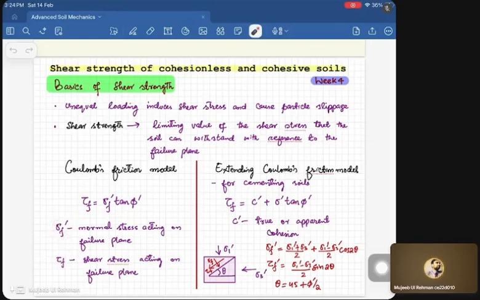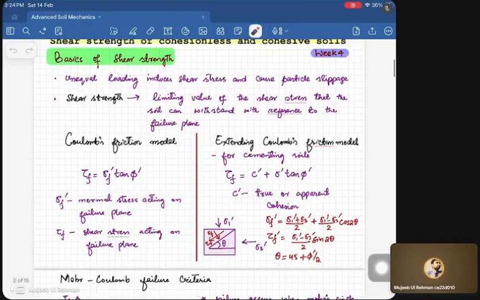Now it has been extended for cementing soils, where the cementation can be true cementation or apparent cohesion. For that, this extended Coulomb friction model can be used, which is given by tau f is equal to c dash plus sigma dash tan phi dash.